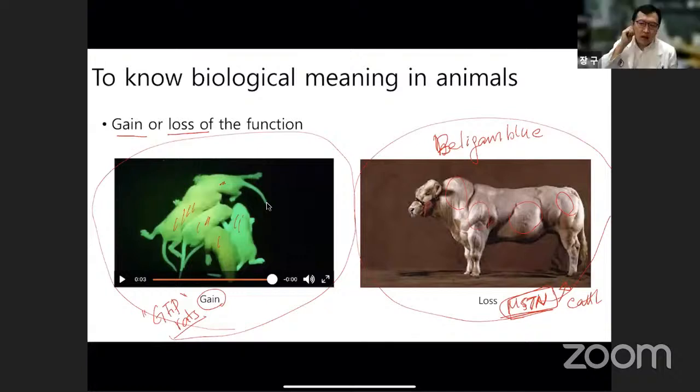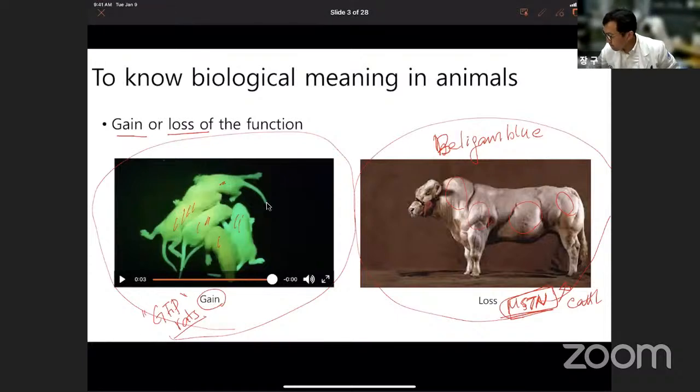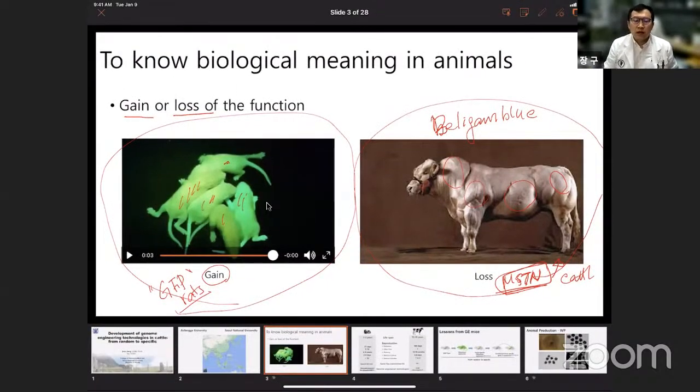So usually, to understand the biological meaning in the animal, we have to put something in or delete something. Putting something in means the gain of function, and deleting something means the loss of function. With the two approaches, gain of function or loss of function, we catch the biological meaning in the animal. It also correlates with the incidence of disease. I hope this is the basic understanding.